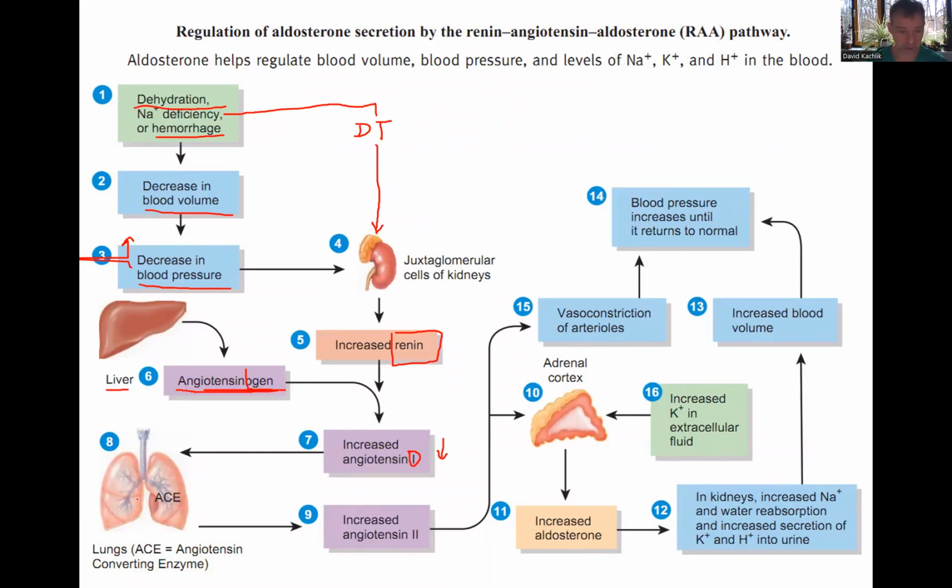It is transported by blood into the lungs, and on the endothelium in the lungs, we have the so-called angiotensin converting enzyme. The abbreviation is ACE, very important then for clinical medicine. This enzyme on the endothelial cells of the pulmonary capillaries cuts and shortens angiotensin 1 into angiotensin 2, which is a very mighty constrictor. So vasoconstriction of arterioles occurs and blood pressure increases.